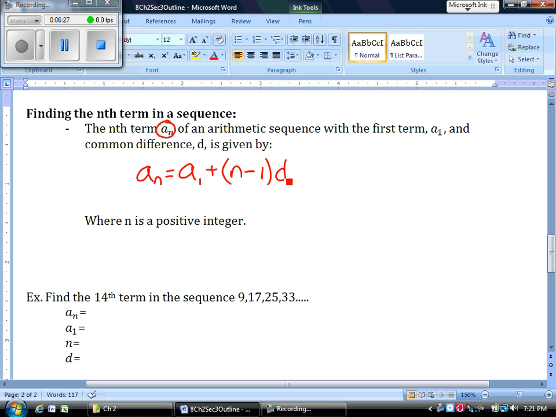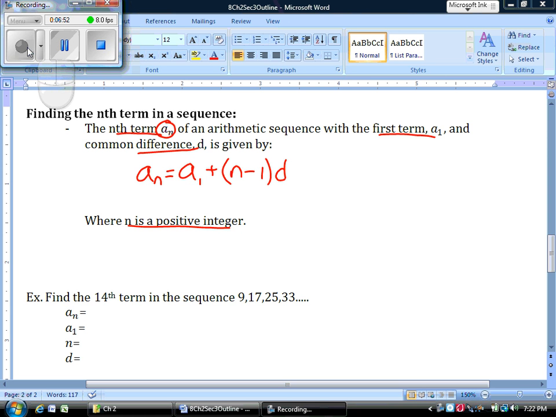Okay? That's a formula you will have to memorize. I will not give it to you on the test. You need to know that. It needs to be memorized. Okay? Remember, a sub n is just the nth term. A sub 1 is the first term. D is the common difference. And n is a positive integer. Okay?